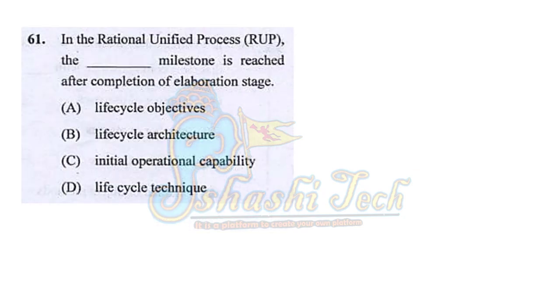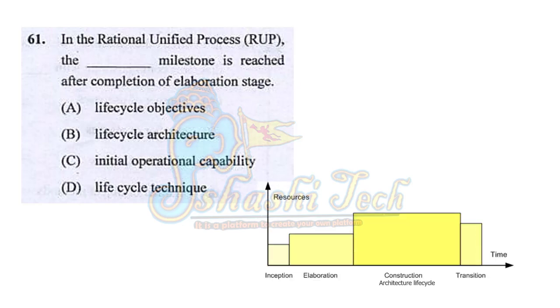Let us go to question number 61. In the rational unified process, the dash milestone is reached after completion of the elaboration stage. Consider a rational unified process like this. Here, the next step of the elaboration process is the architectural life cycle. It is also called the construction cycle. Here, option B is the correct answer because it includes the life cycle architecture.